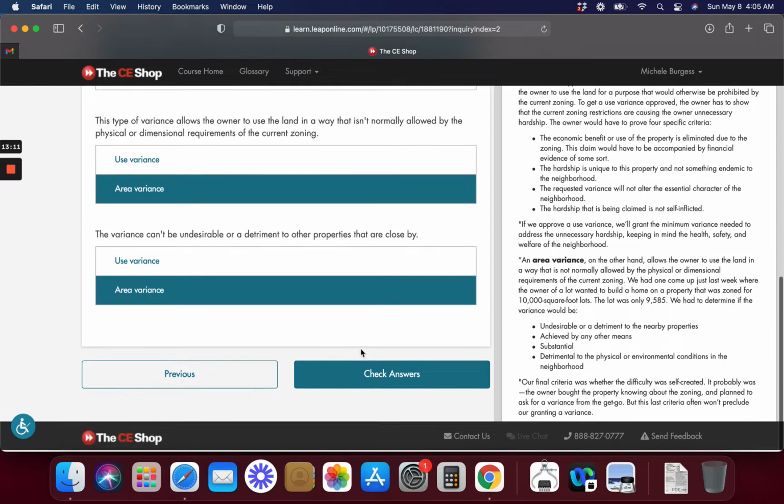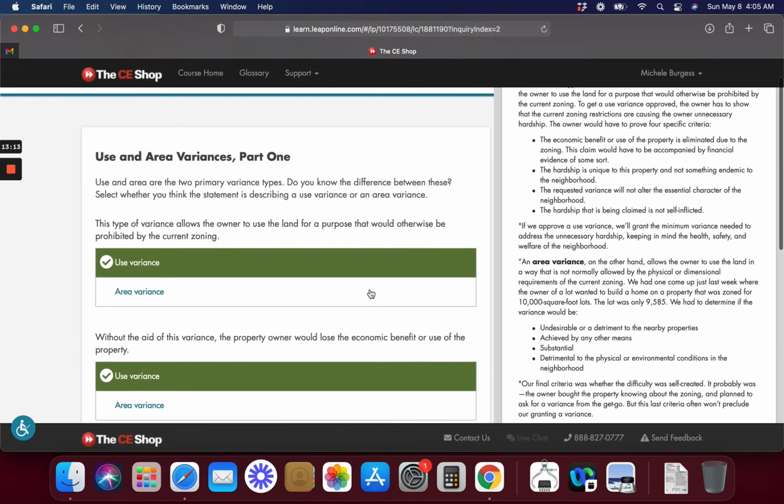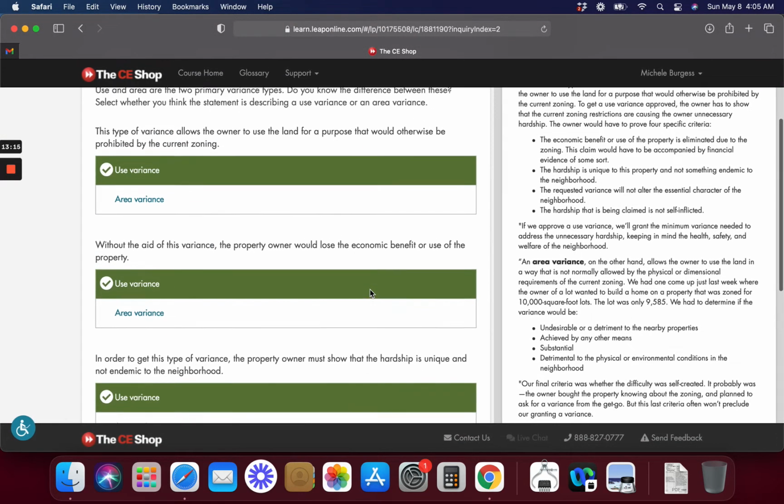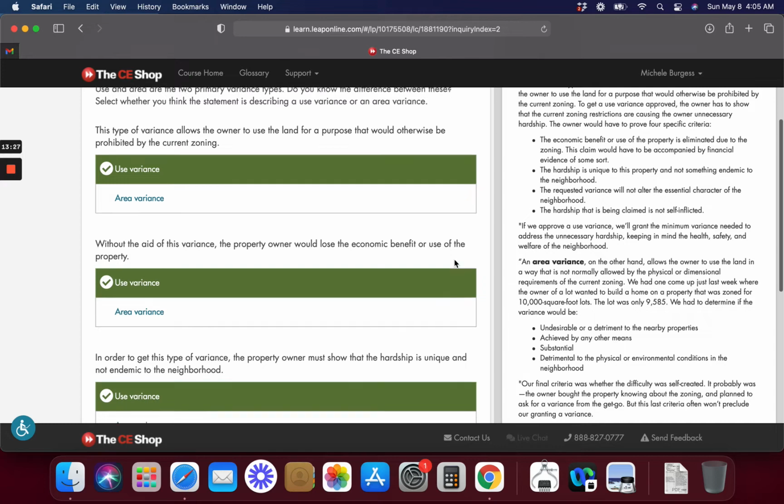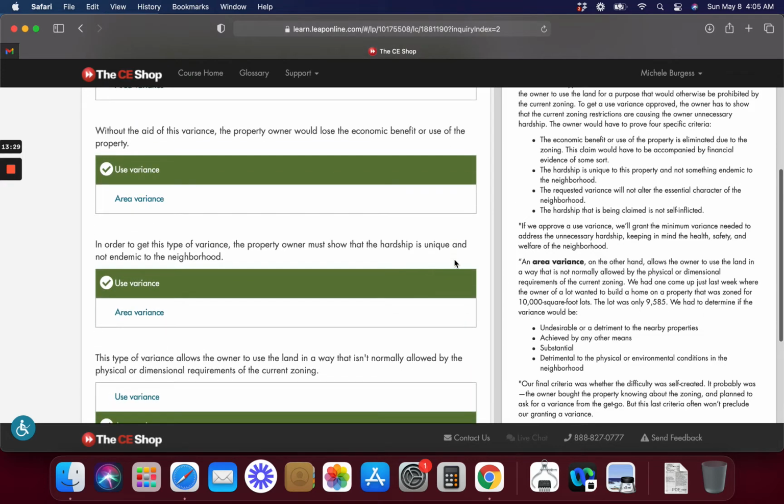All right, let's check it, and then we'll go through it more slowly so you can get a screenshot if your heart desires. This type of variance allows the owner to use the land for a purpose that would otherwise be prohibited. It is use variance. It's good to know some about zoning, and this goes for anything in the United States, not just the state of Maryland. It doesn't apply to international because international has their own laws. So I can't answer that.